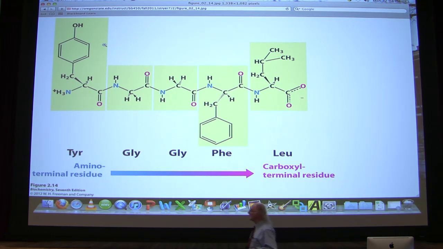Okay? Now, another thing that we see in this schematic is that this actually is a nice simplification of the structure of a protein. This is an R group, okay? This is an R group.